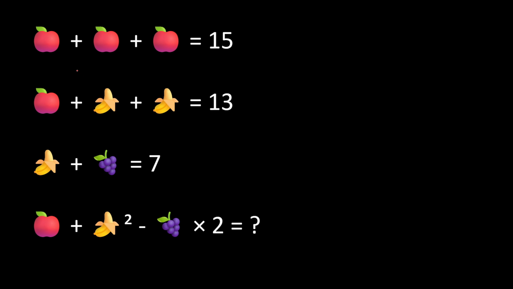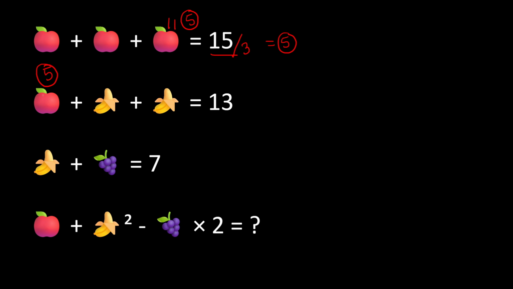Neil Explains. Today we have this viral math question, which is picture or emoji based. Here we can see apple plus apple plus apple equals 15, and these are three apples. So to get the value of one apple we have to divide by 3, which equals 5. So the value of one apple will equal 5 here.